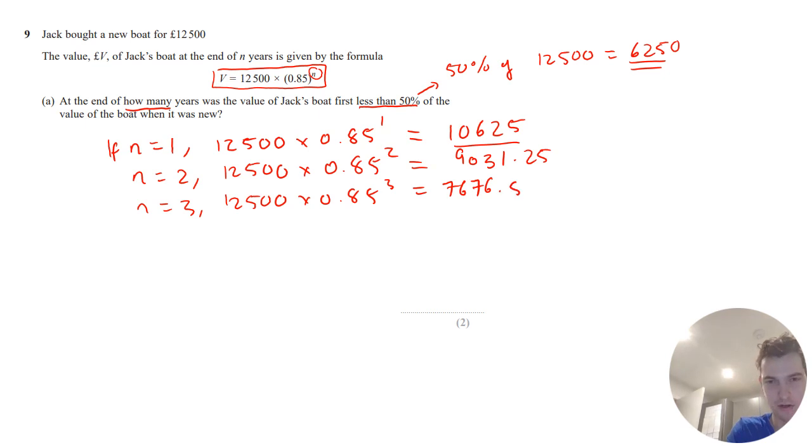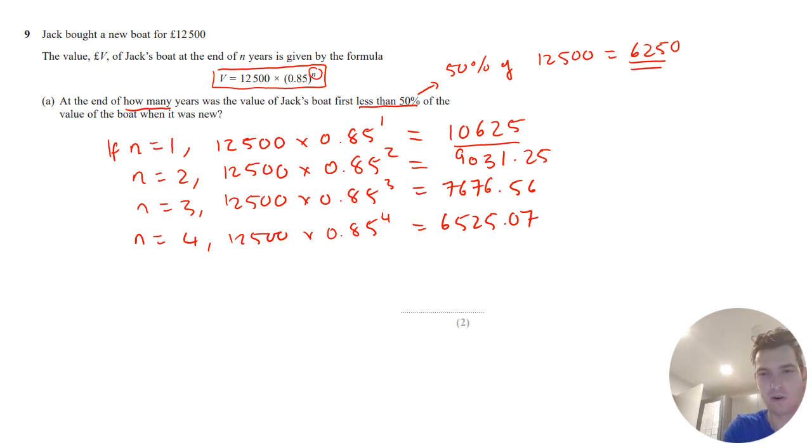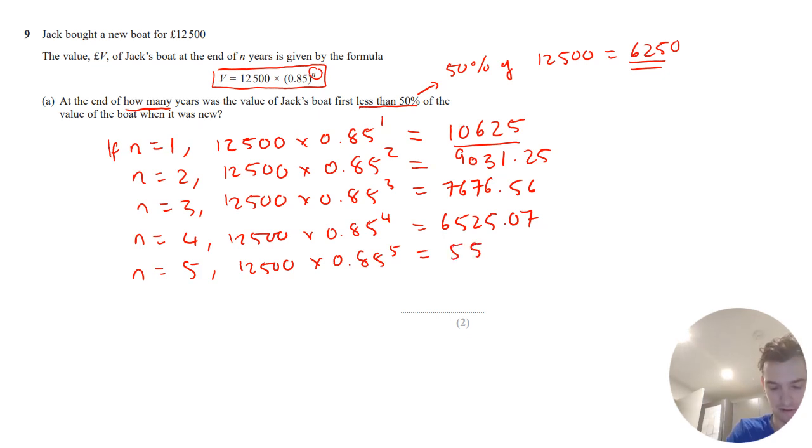So put all of these in your calculator. So after 4 years, it's not quite less than 6250, but when n is 5, it was 5546. So you're going to say 5 years, because that is when your value is less than, so I can write that 5546 is less than half the starting value of the boat. Okay, next question.